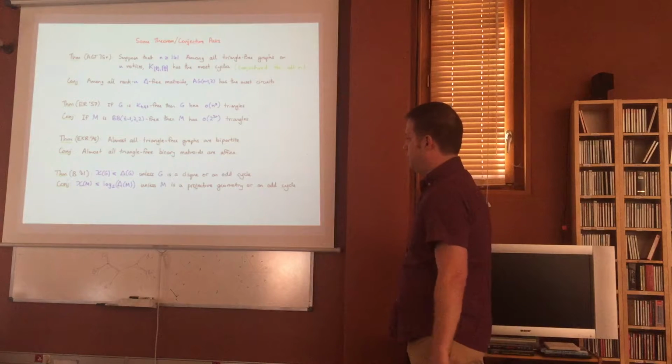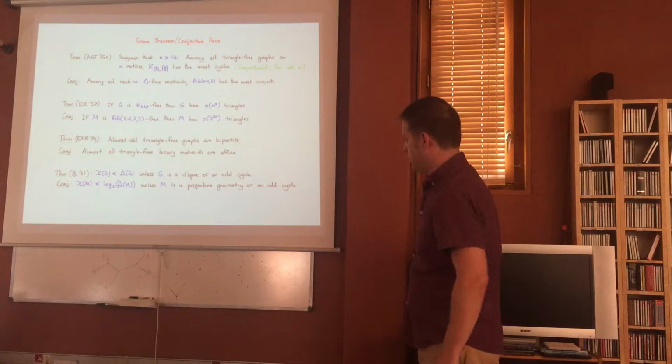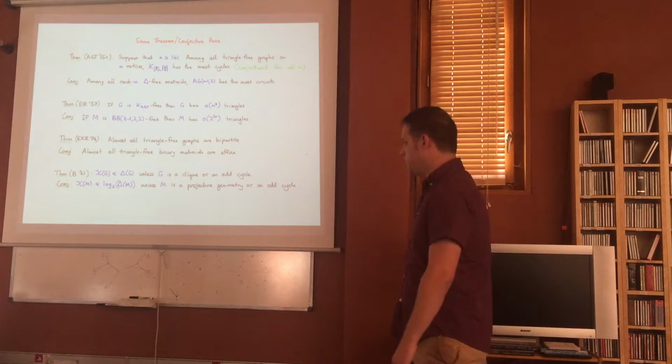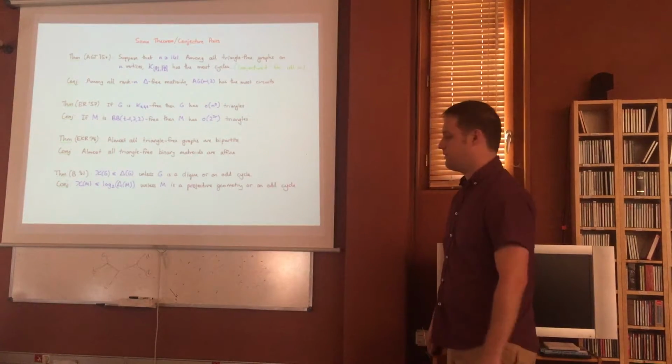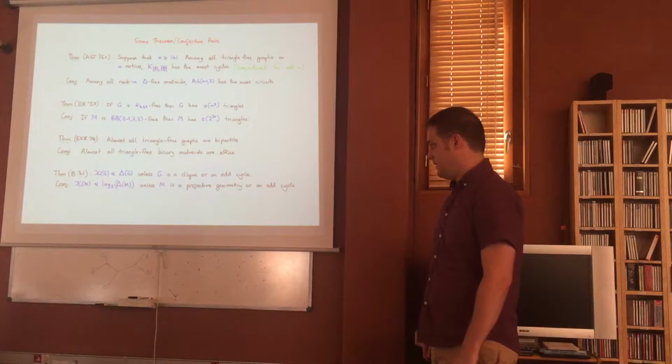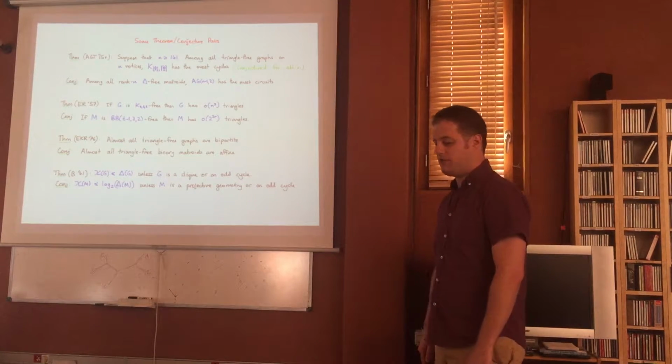This last theorem is an old result that Brooks proved, and it's a natural upper bound on the chromatic number of a graph. It says that it is at most the maximum degree of the graph.